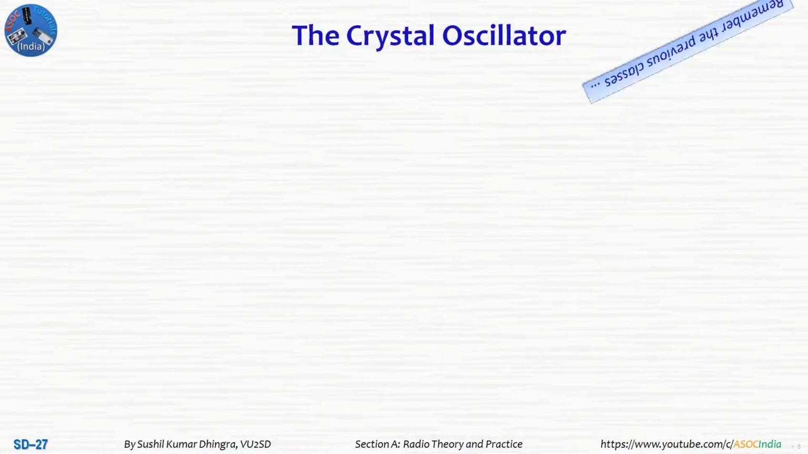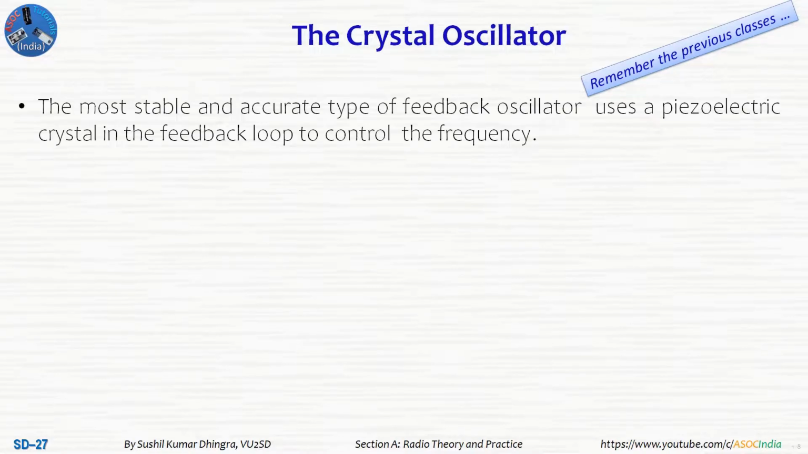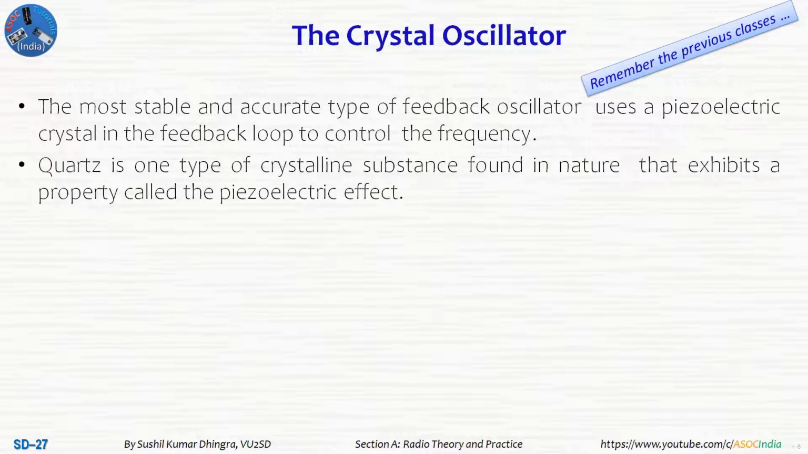So next one is crystal oscillator. It is more stable, much better and more accurate, and it works on the principle of a piezoelectric crystal as a feedback loop to control the frequency. Quartz is a type of salt, one type of crystalline substance found in nature that exhibits a property called the piezoelectric effect.